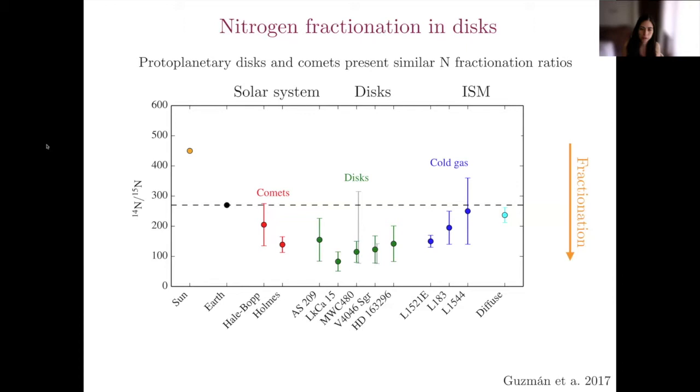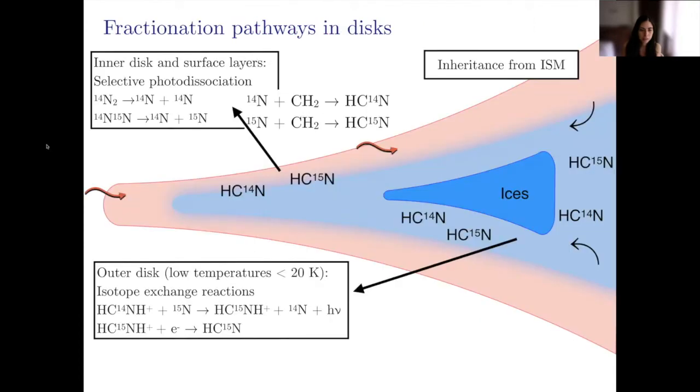And finally, there is another mechanism, selective photodissociation, that will preferentially dissociate the lower abundance isotopologues of 15N2 instead of the main isotopologue N2. This is in the presence, of course, of UV photons, so more in the inner disk and in the surface layers of the disk. So the question is which of these pathways is dominating in disks.